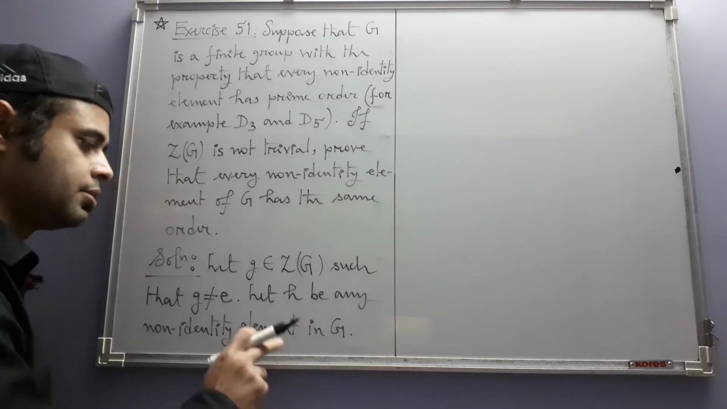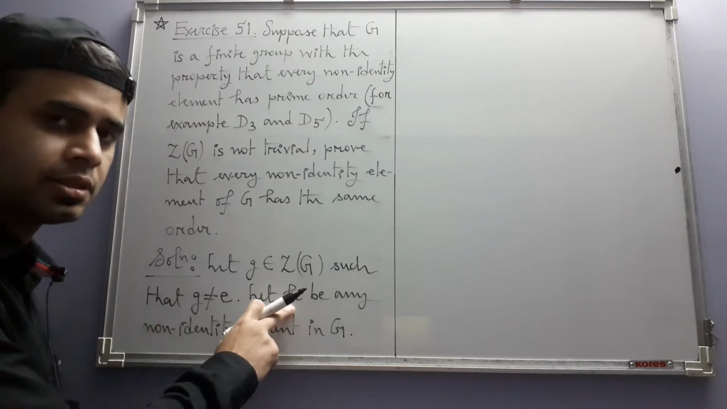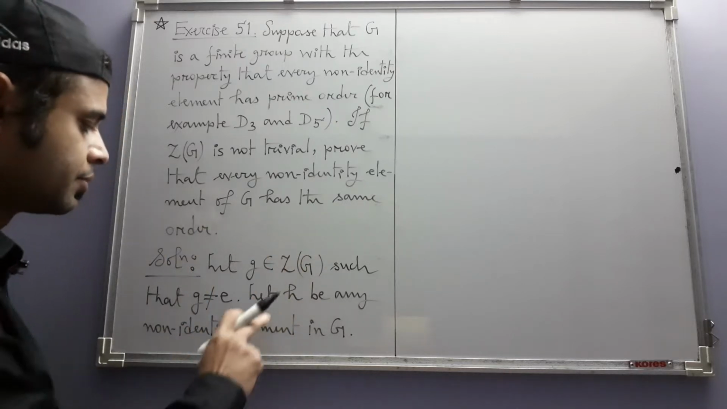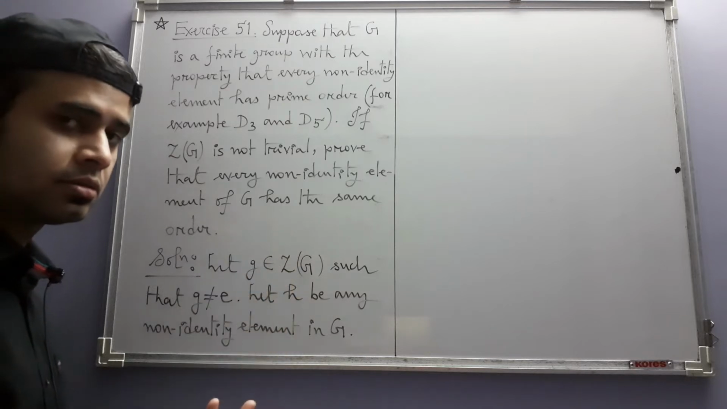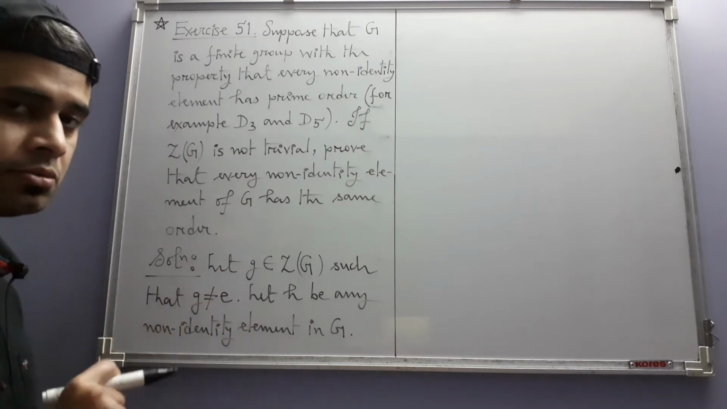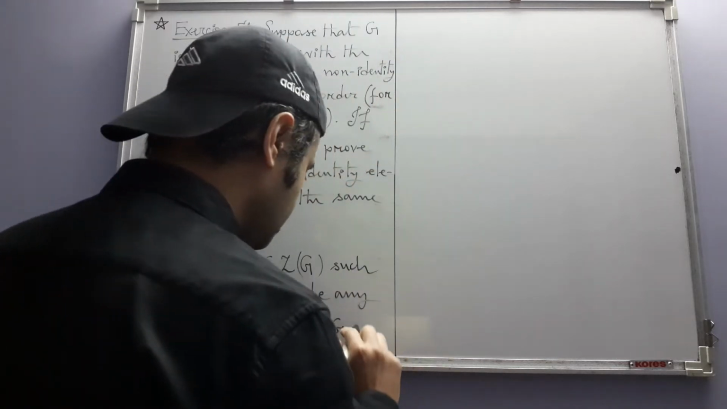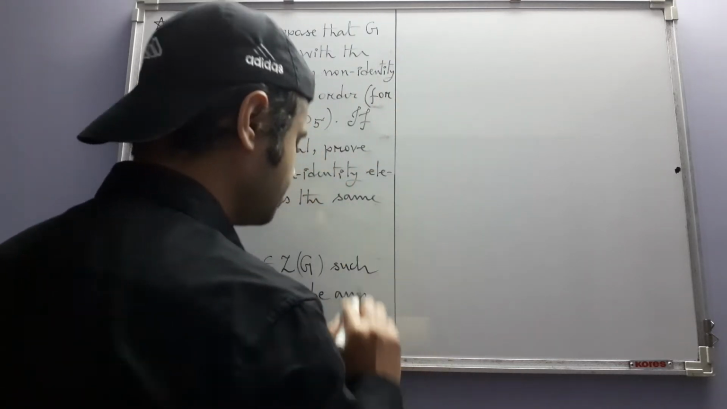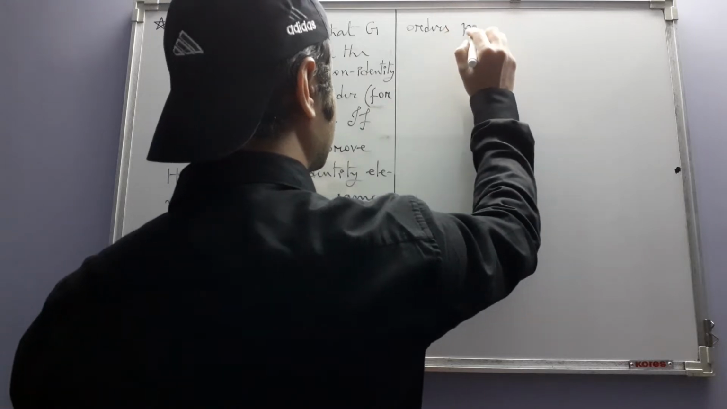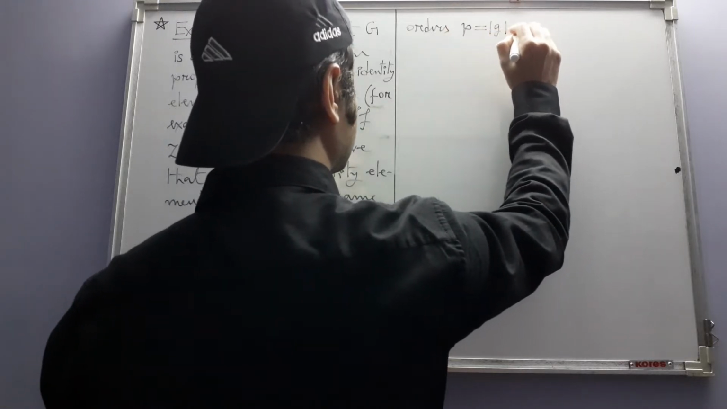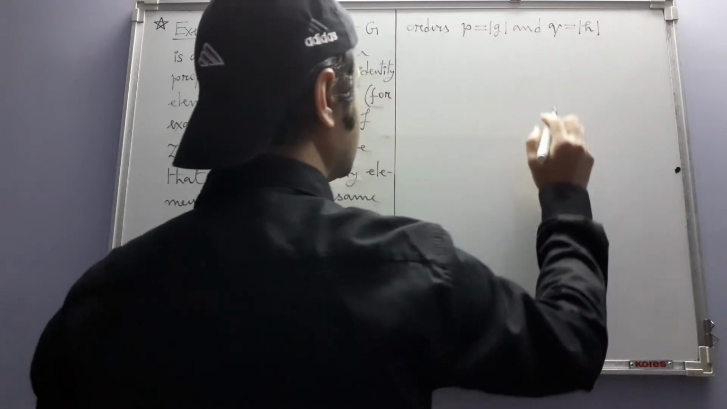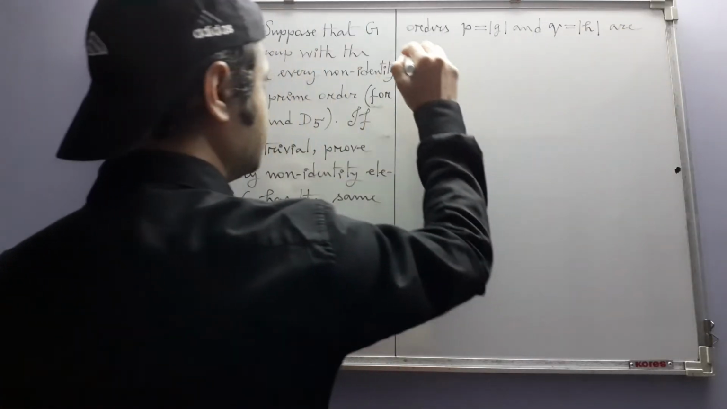Now, if we can show that the orders of g and h are the same, then automatically as you vary h over the group G, the orders of such elements h will also be equal to the order of g, and hence they will also be equal to one another. The orders of g, say p, and q equal to the order of h, are primes.